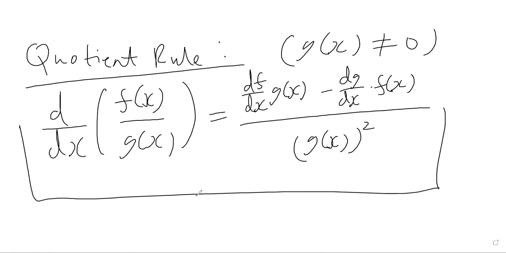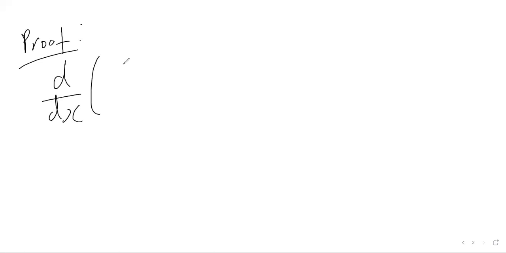What we're going to do is try and prove why this result is true. To do this, we're going to use the previous video, so we're going to actually use the product rule. So let's write proof up there. We want to differentiate with respect to x these two functions divided by each other, where g is a non-zero function, because again, we can't have 0 on the denominator.